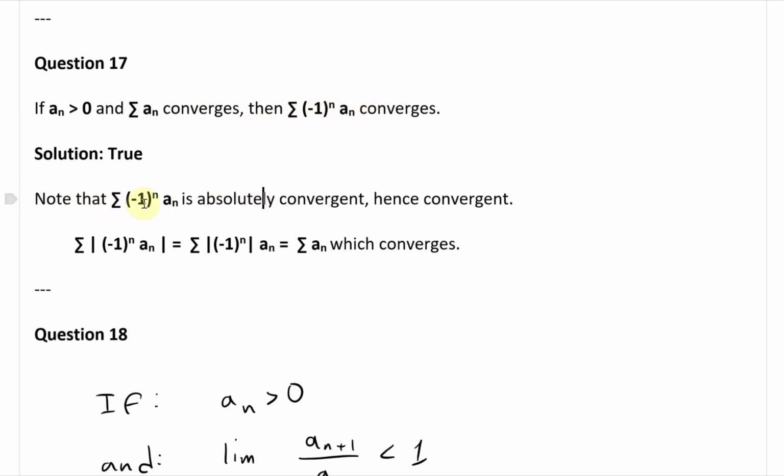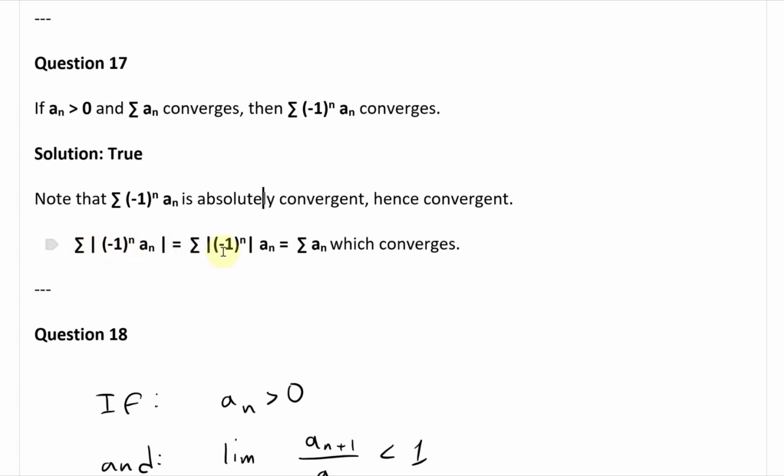So note that the series, the summation of negative 1 to the power of n times a_n, is absolutely convergent, hence convergent, so this is true. So when this is absolutely convergent, then this without the absolute value is also convergent. If you take the absolute value here, the absolute value of negative 1 to the power of n just goes to 1 there.